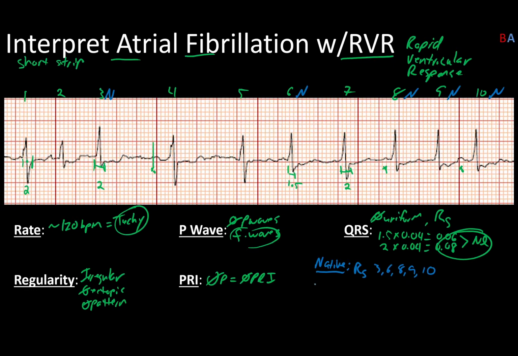Now, as for the aberrant, those have more of an R prime S pattern. And so those are going to be, I'm going to go ahead and put A next to these: 1 and 2, 4, 5, 7. I'll have that RR prime layout for them.